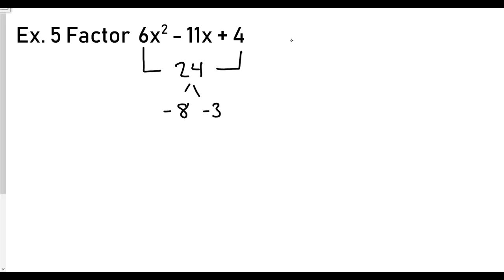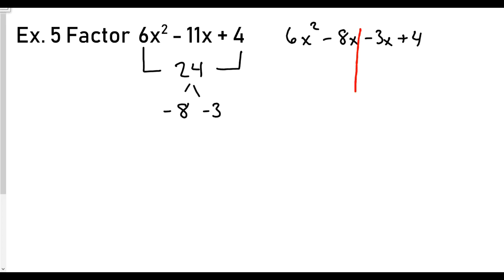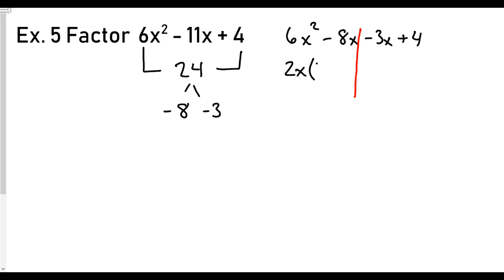So I can rewrite this as 6x squared minus 8x minus 3x plus 4. Okay, and then I can do some factoring by grouping. So I'm going to split it right down the middle there. Over on the left side, I'm going to take out the GCF of 2x. What's left? 3x minus 4.